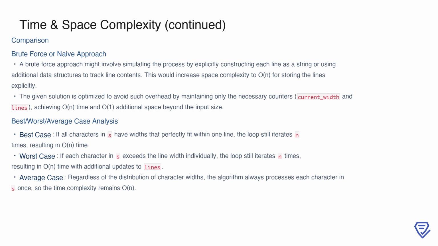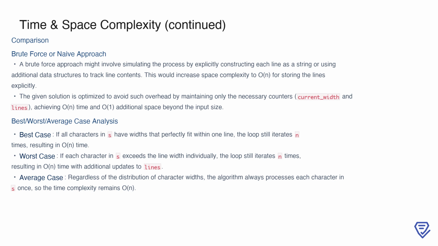Looking at best, worst, and average case scenarios, the algorithm remains consistent. In the best case, where all characters fit perfectly within one line, the loop still processes n characters, resulting in O(n) time. In the worst case, where each character exceeds the maximum width individually, the loop still iterates n times, but with additional updates to the line's counter.